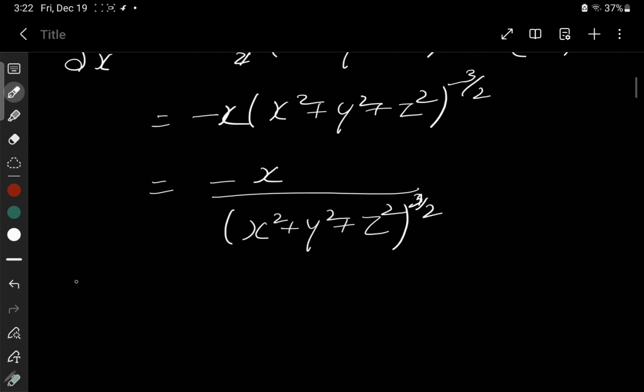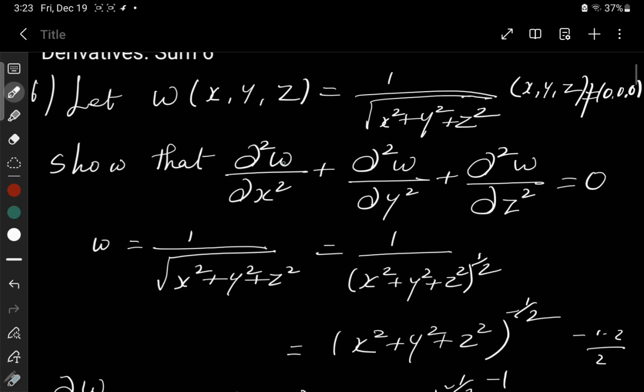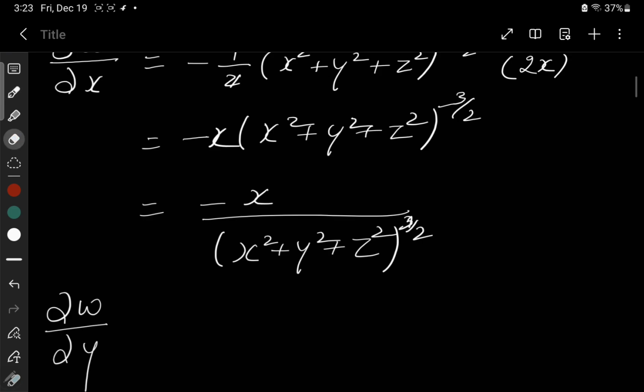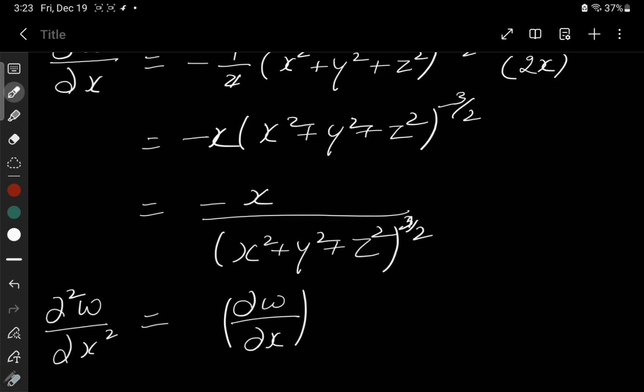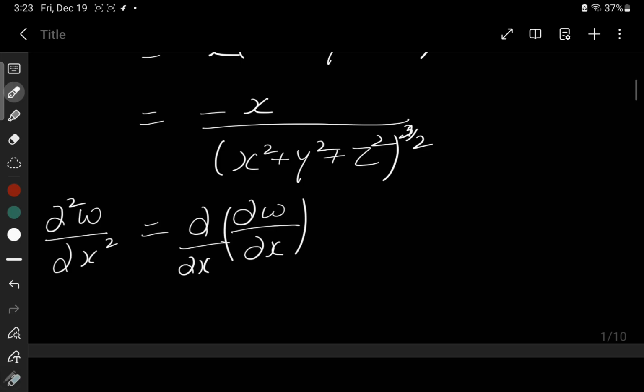In a similar way you can write the other terms also, del w by del y. See here, we need the second derivative, del square w by del x square. So what I do? I differentiate this del w by del x again with respect to x. So you apply the u by v method.